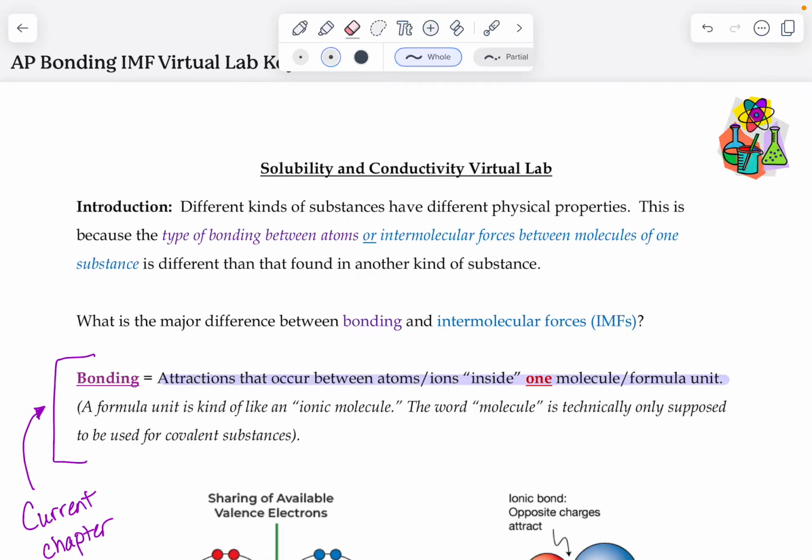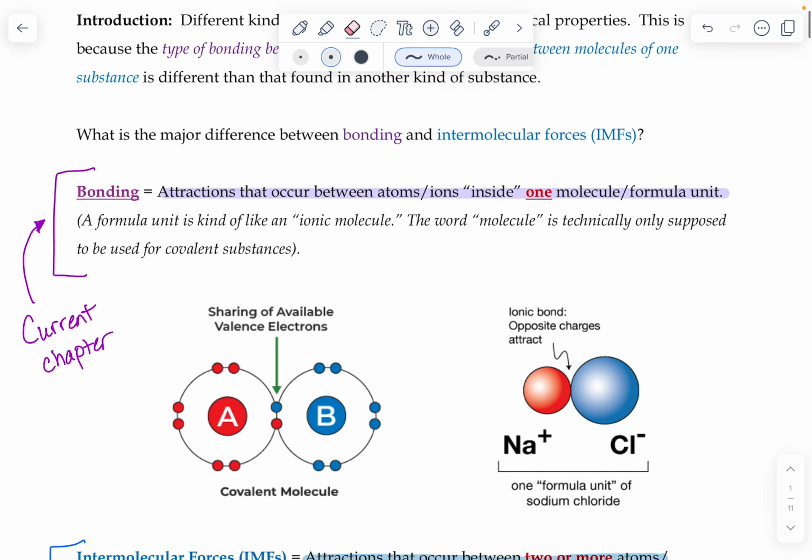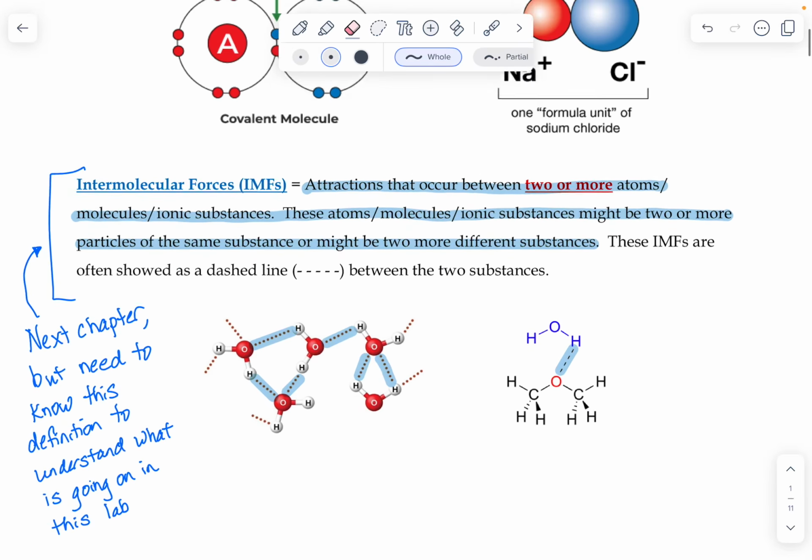We're going to be looking at, in this chapter, all about bonding. And we wanted to start off and refresh your memories on the different types of bonds that could form. One quick thing that I want to point out is the difference between bonding, which is our current chapter, and intermolecular forces, which is what's coming next.